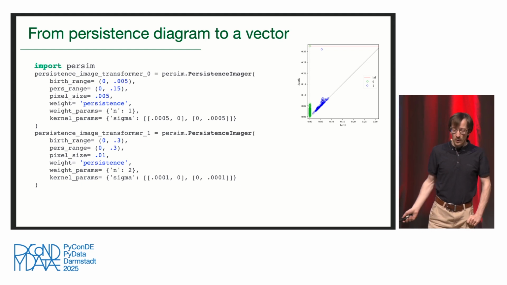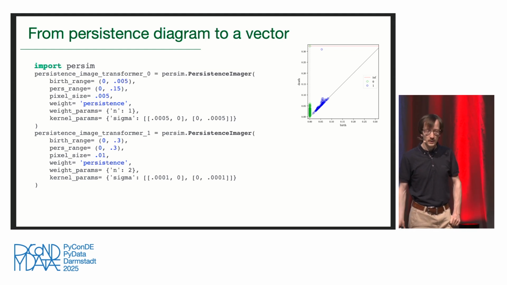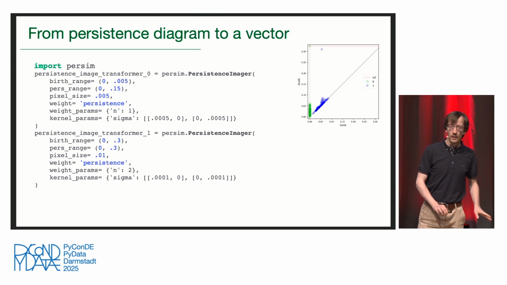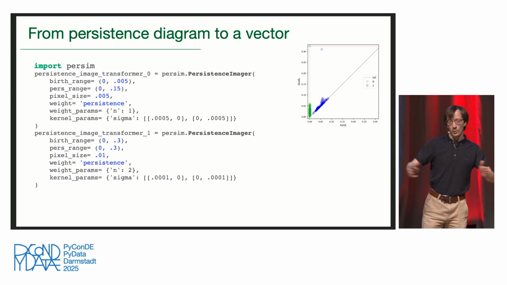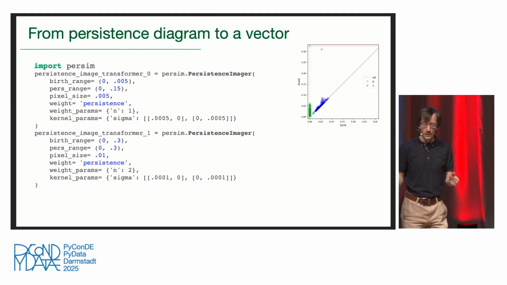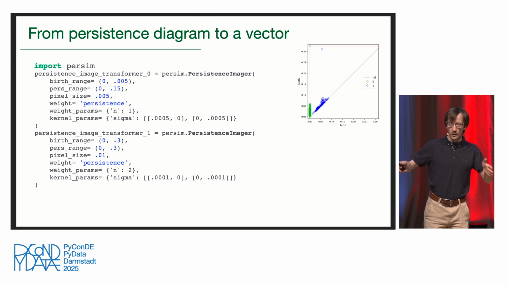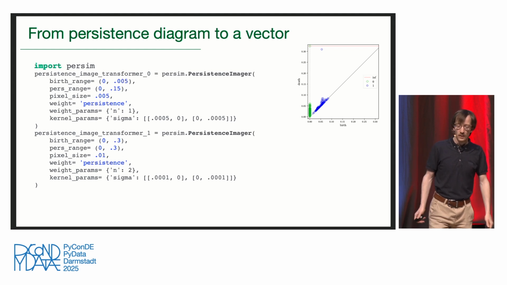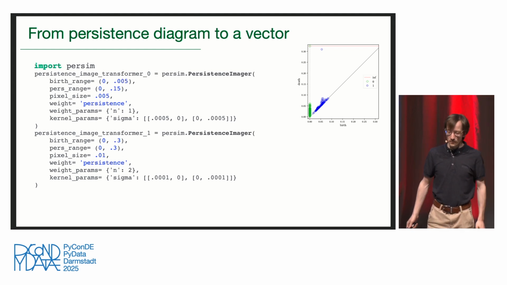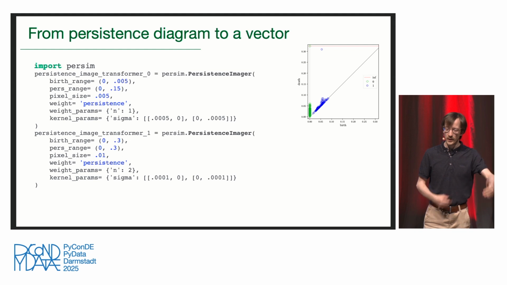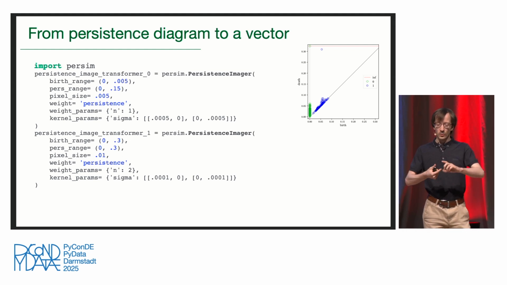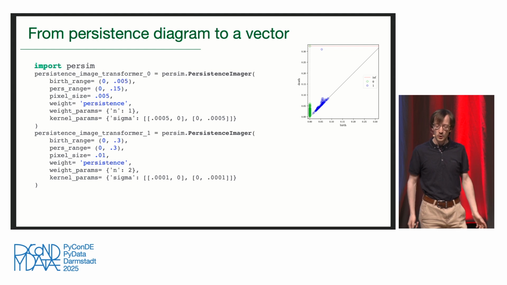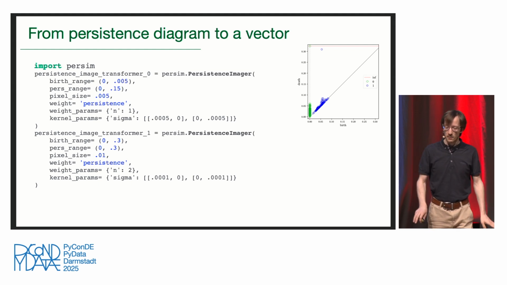It might look a bit scary at first that there are a lot of parameters, and indeed you should take some care to set the parameters well. What's there is the birth range, so that's the radii at which you will rasterize, right? Then the persistence range, so that's kind of the death radius. The pixel size, so the pixel in the grid, how big it should be. And then there are some more.